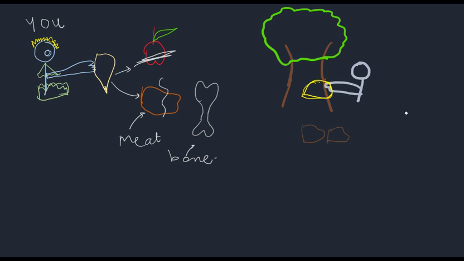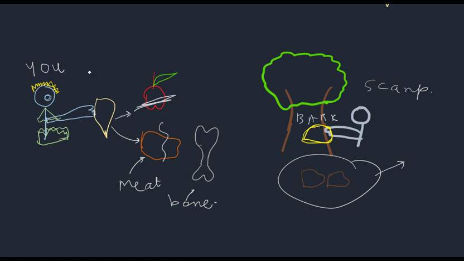You can also use this to scrape out the bark of a tree. Bark is nothing but the outermost layer of the tree. So with this tool, what all can we do? We can cut the fruits, meat, bone. You can also use it to scrape the bark of the tree. And with this tool you can also dig the ground, and you can also use it to stitch the skin of the animal.